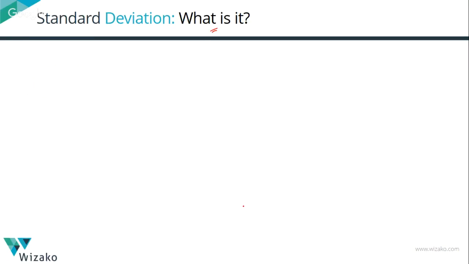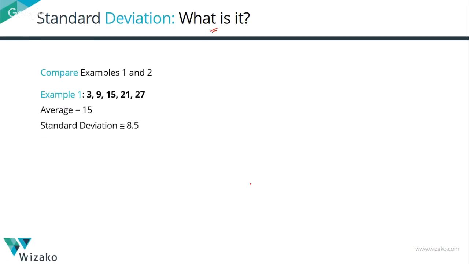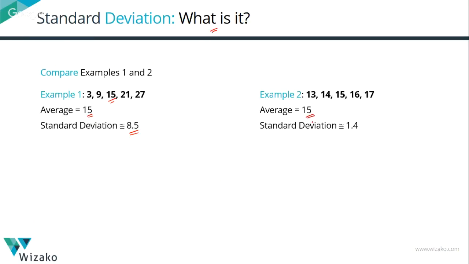Let's understand what this stands for. Let's look at the first example and the second example. Compare those 2. The average for both these examples had been a 15. The first one, average is 15. Standard deviation, we computed it to be an 8.5, root 72. Second example, also the average is a 15. The standard deviation ended up being 1.4. Both sets of data have the same average, but different standard deviations. Here the standard deviation number is a larger number.